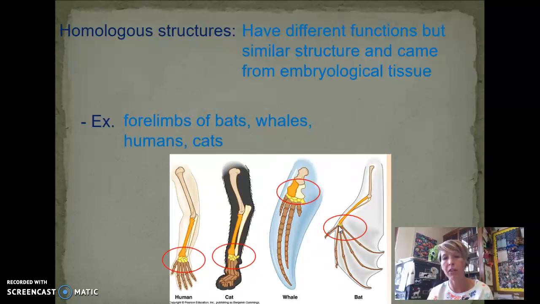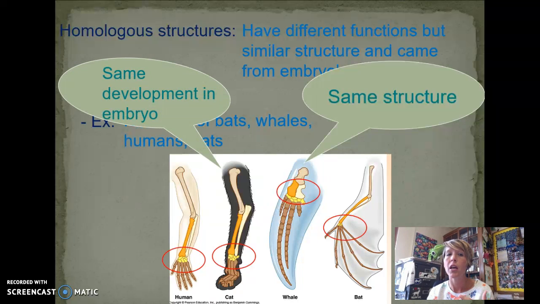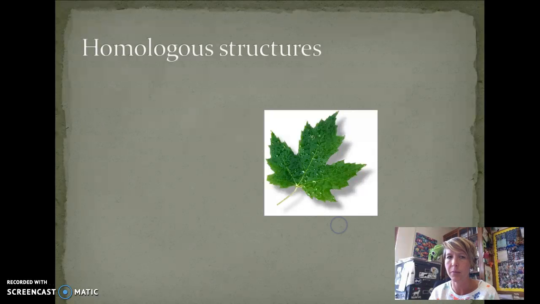So there definitely is a common trend among these structures, and that's what they're called, homologous structures. They have very similar structure, same development in the embryo, and what it shows us is that we have a common ancestor. We have similarities with these organisms that show that we came from the same place.